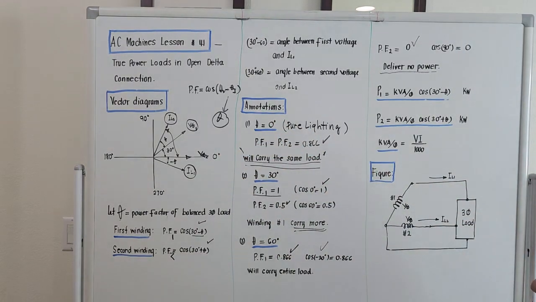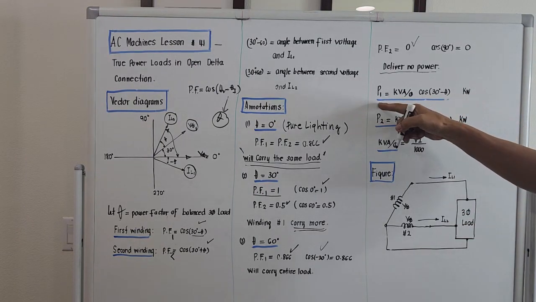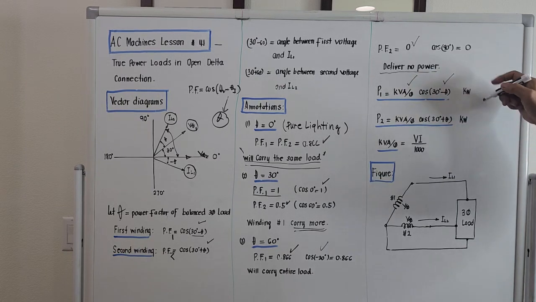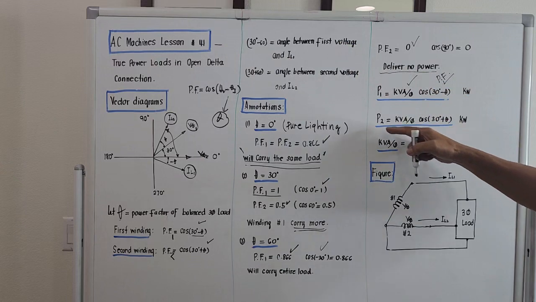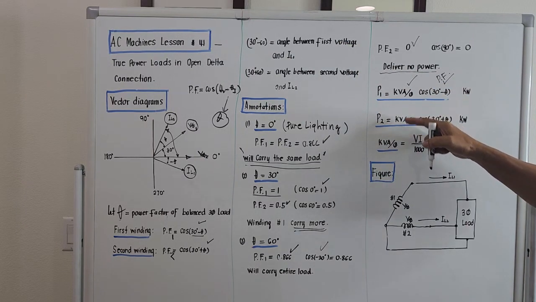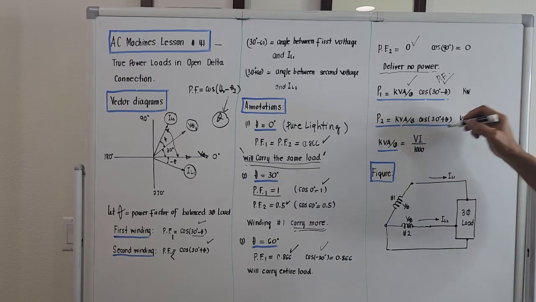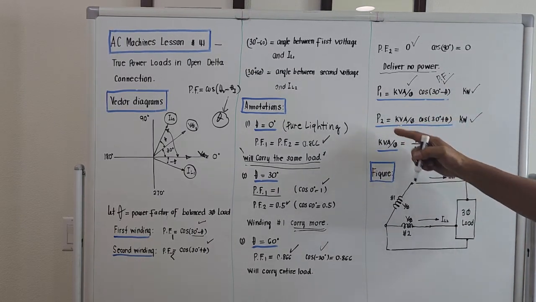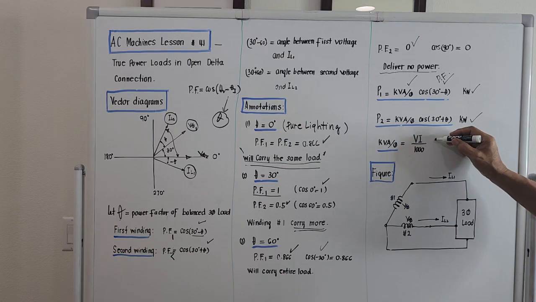Okay, let's try to bring out the true power for each winding. P1 is actually kVA per phase times the cosine of 30 degrees minus theta. This is the power factor. And true power number 2 will be kVA per phase times cosine of 30 degrees plus theta. This is kVA, so this should be kilowatts. And the computation for the kVA per phase will be the product of voltage and current over 1,000. This is in kVA.